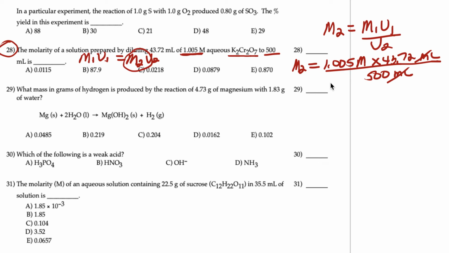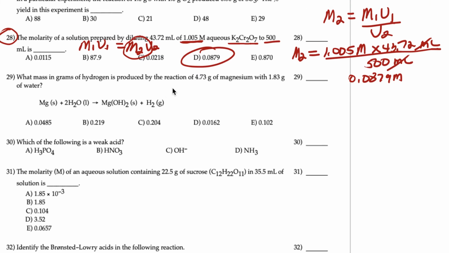And let's put this into my calculator. 1.005 times 43.72 divided by 500. And I get 0.0879, 0.0879 molar. So right there is the answer for that one.